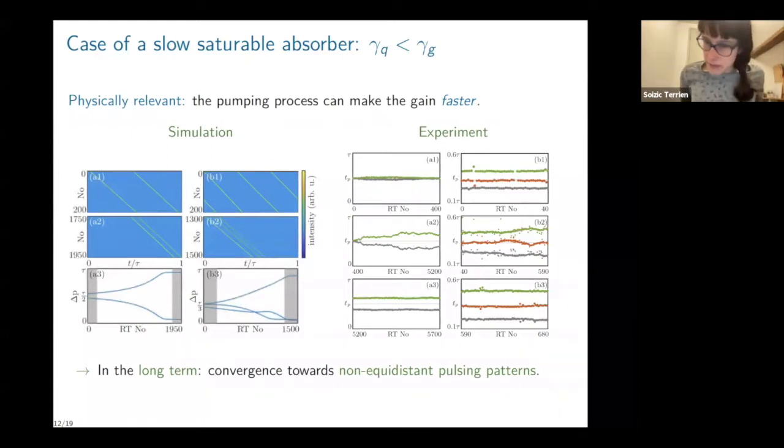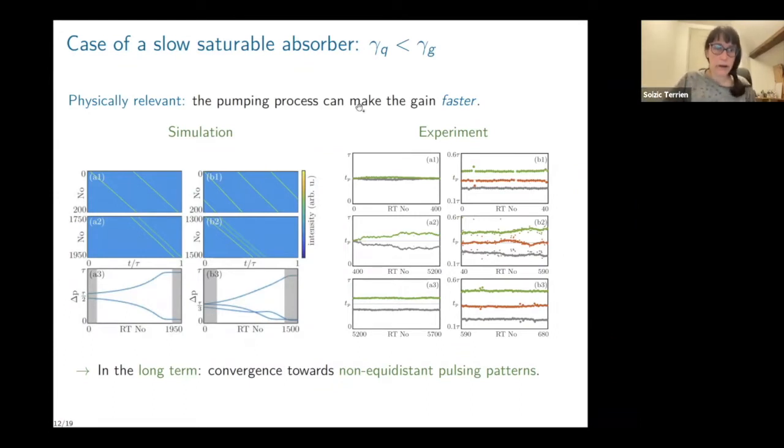So first, it's physically relevant to consider this configuration of a slower saturable absorber, because the pumping process can make the gain faster, which means that even though you design your microlaser so that the gain is slower, by pumping it, you can accelerate the gain dynamics a bit. So what happens in this configuration in simulation and in experiment?